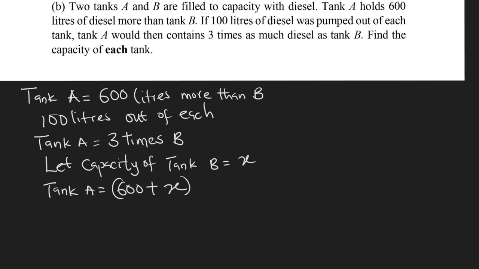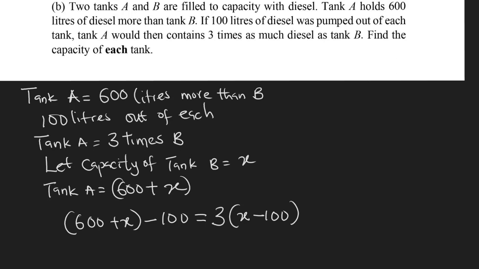So in this case now, remember the question says that 100 liters of diesel was pumped out of each. So this is the same thing as saying mathematically it's going to be 600 plus X. This is tank A, and 100 liters was pumped out. It will give us 3 times as much as the diesel in tank B. And remember, tank B is X, and 100 was also pumped out, so minus 100.